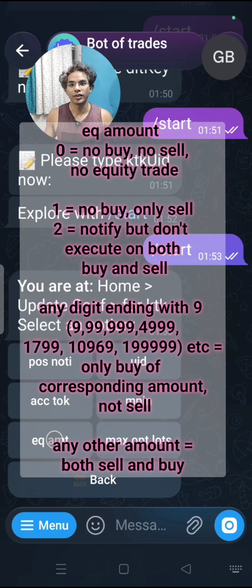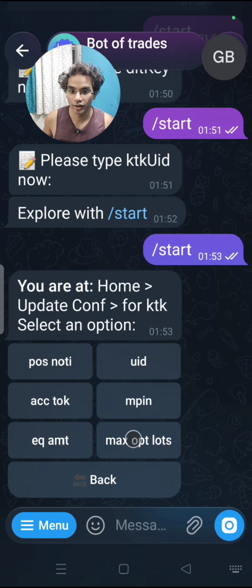Okay, once again, 0 means no equity trading, 1 means only sell, 2 means only notification on buy and sell both, 9 means not 9 exactly, but basically any number which has a last digit 9, then it will do only buy and not sell, and any other amount it will do both buy and sell. Okay, this is about the equity trading.